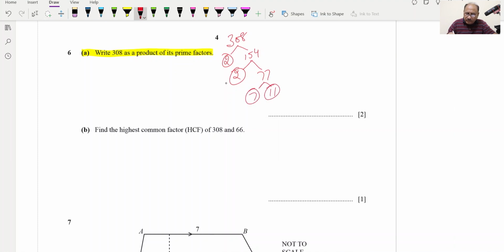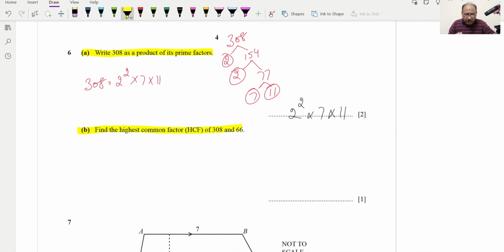So prime factors will be what? 308. Prime factors will be 2 raised to the power 2 into 7 into 11. This will be the prime factors. So 2 raised to power 2 into 7 into 11. This will be a 2 marks question, which we have answered.